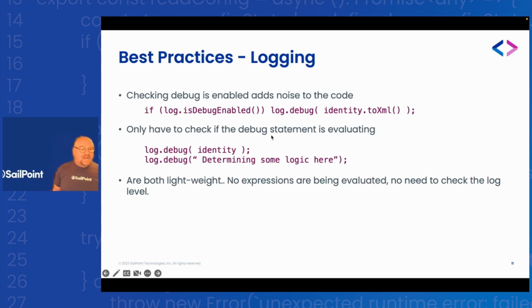The first one, log.debug identity. Notice that there's no method being called off that. That means you're just passing an object reference, and nothing's going to get done with that apart from passing the reference unless the debug is actually turned on. So both of those are lightweight. But if I put identity.toXML, that becomes heavyweight, because then the BeanShell and Java will have to evaluate toXML.